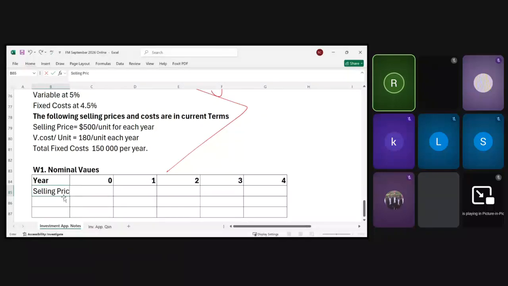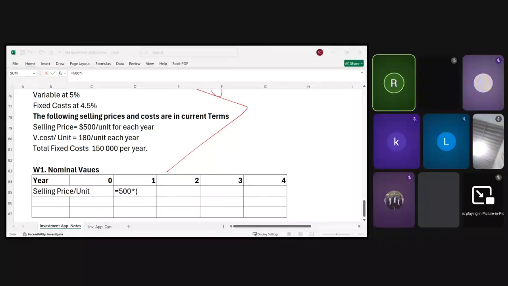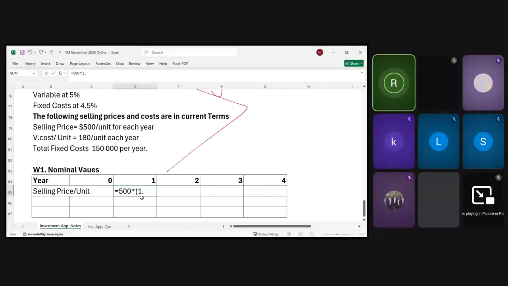Selling price. This is the selling price per unit. My selling price per unit is equal to $500, the one with 10, multiplied by open bracket 1 plus 6%, I get 1.06. So I'm going to have 500 multiplied by 1.06 to the power 1 for year 1. So 1.06 to the power 1 times the price. I'm going to have 530. I go to year 2.